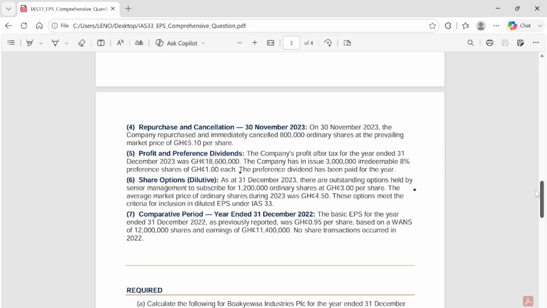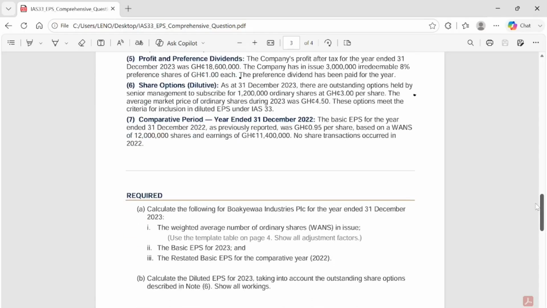Comparative period. The basic earnings per share for the year ended 2022, as previously reported, was 0.95 per share, based on a weighted average number of shares of 12 million and earnings of 11.4 million. No transaction occurred. Required: calculate the weighted average number of shares, basic earnings per share, restated basic earnings per share for the comparative year. Calculate the diluted earnings per share, taking into account the outstanding share option described in number 6. Show working. So this is the question.